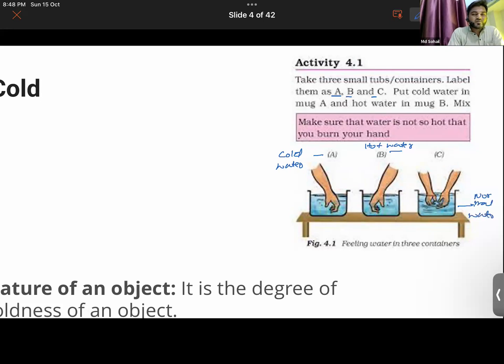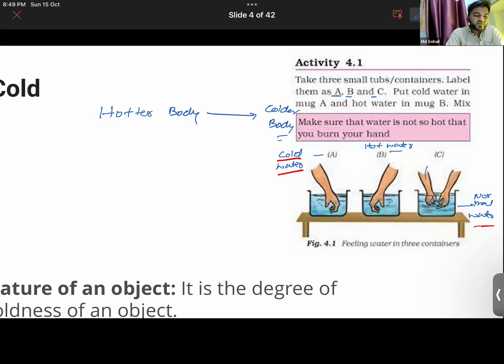So what will you observe now? The hand which you dipped in the cold water will start to feel warm in this normal water, and the hand which you dipped in the hot water will start to feel cold. You know why it happened? Because heat flows from a hotter body to a colder body.